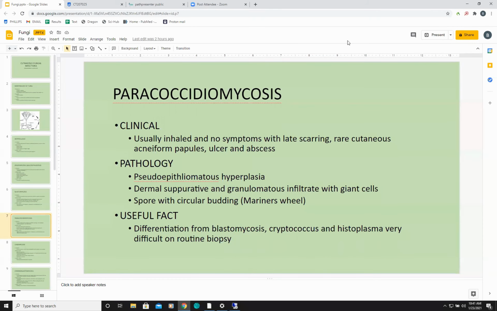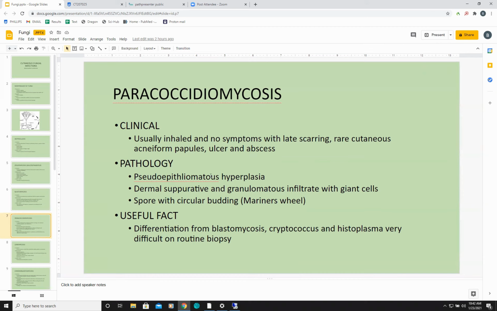This usually is quite rare. We don't see many cases of this. It usually starts with inhalation into the lungs and often is very symptom-free. It usually resolves with a fibrotic scar in the lung, but in very rare cases, you can get dissemination and you get acneiform lesions in patients who present with ulcer or abscess formation.